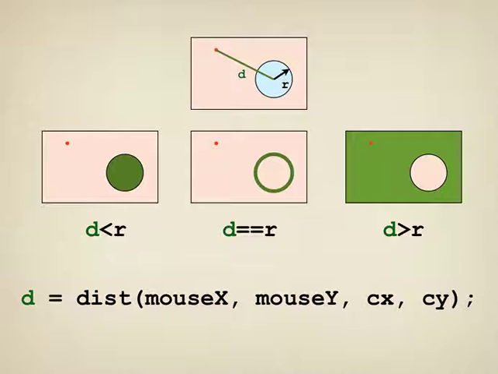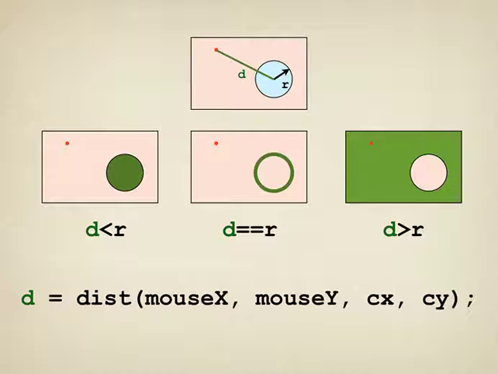You find the distance from the mouse to the center of each circle and compare it with that circle's radius. If the mouse is within the radius of the circle, that's the left-hand picture here, d is less than r, then yes, you have clicked on that circle. And now you can remember that using some global variables and drag that circle around.